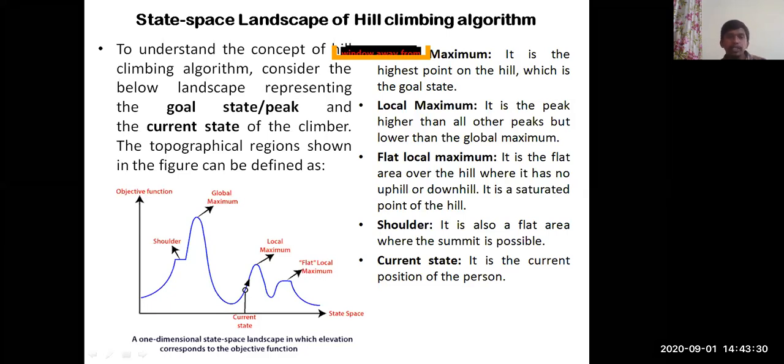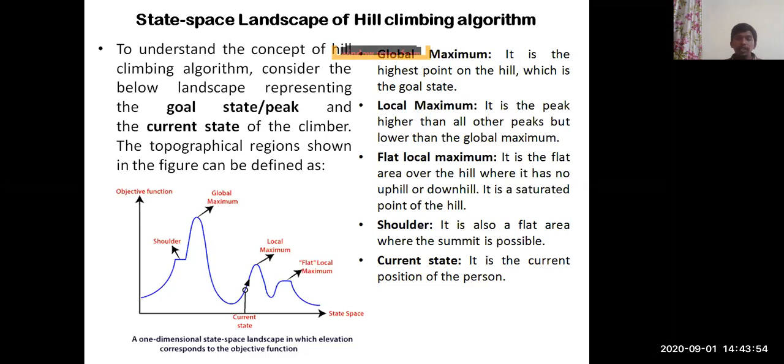This is the state space landscape of the hill climbing algorithm. In the graph you can see some different terminology here, like a shoulder, where you'll have some slanting in the graph. Also you can see the highest peak, which is mentioned here as the global maximum. The global maximum is the highest point on the hill, which is called the goal state here. So starting from a minimum state, you need to reach the goal state.